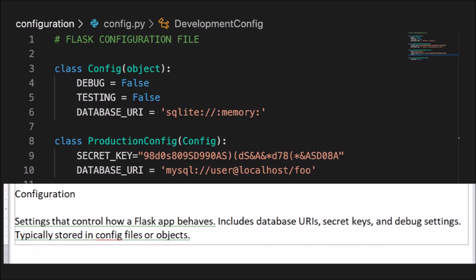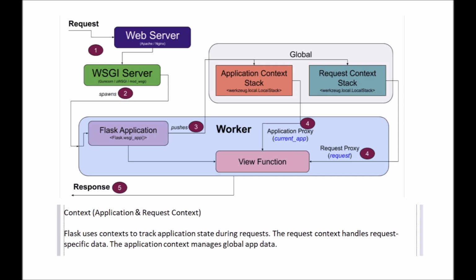Configuration. Settings that control how a Flask app behaves. Includes database URIs, secret keys, and debug settings. Typically stored in config files or objects.